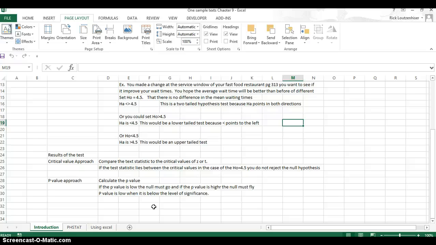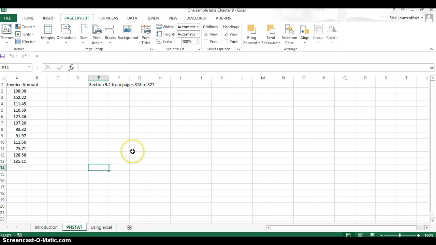Okay, so let's use section 9.2, I believe it is. Let me go to the PHStat window here. Yes, it is. Section 9.2, pages 318 to 321. They give us a data set. What we have here is a company that for 5 years has had an average invoice of a certain amount. They're doing a sample now to see if their sales invoices are recently higher. That's what they're hoping anyway. And so they're going to set up a t-test and see what it reveals.